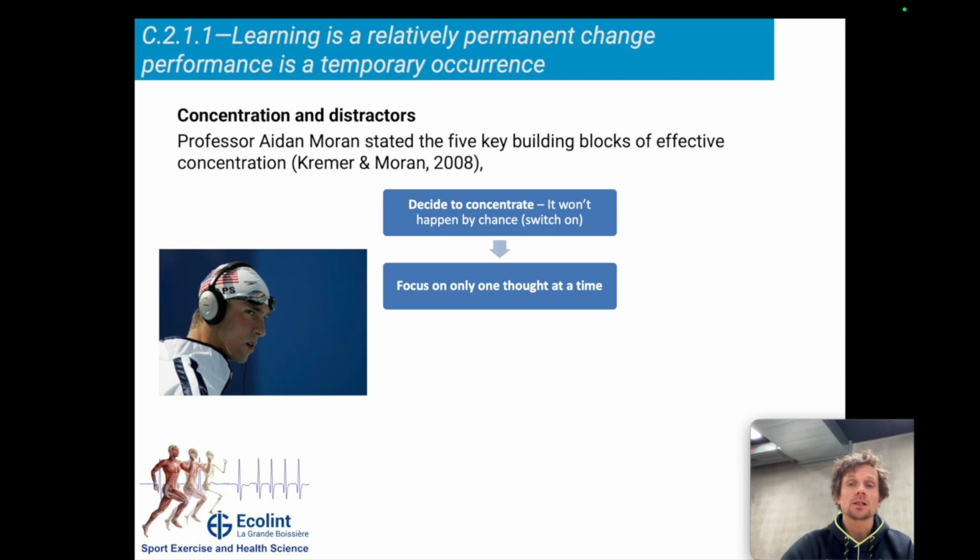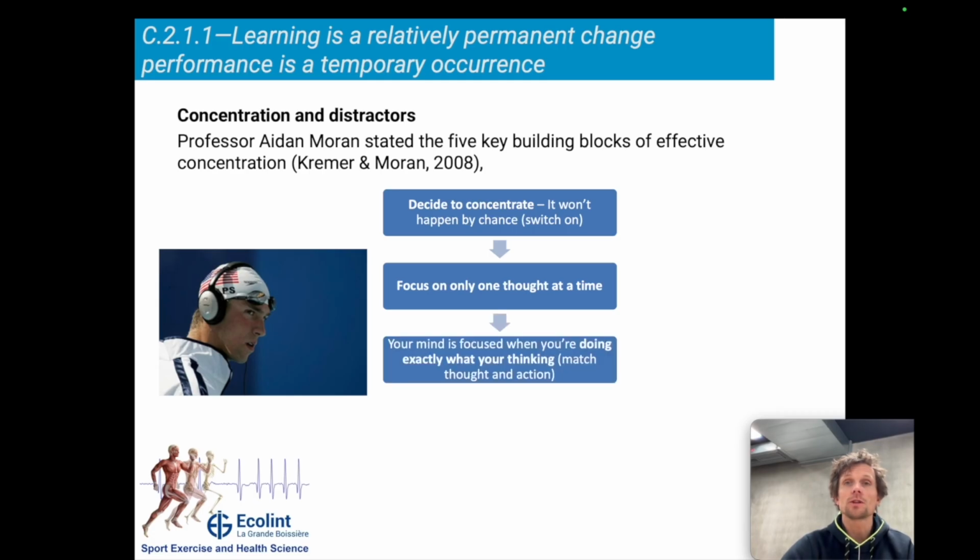Next up, he suggested that we should only be focusing on one thought at a time. This means that there aren't other thoughts in our mind that are going to be ending up distracting what we're focused on. We're also going to be thinking about making sure that we're doing exactly what we're thinking.